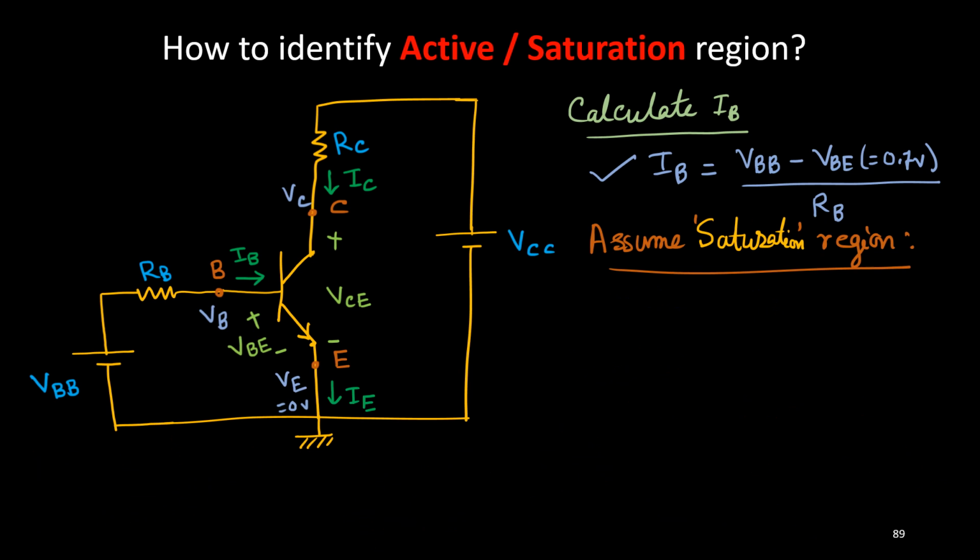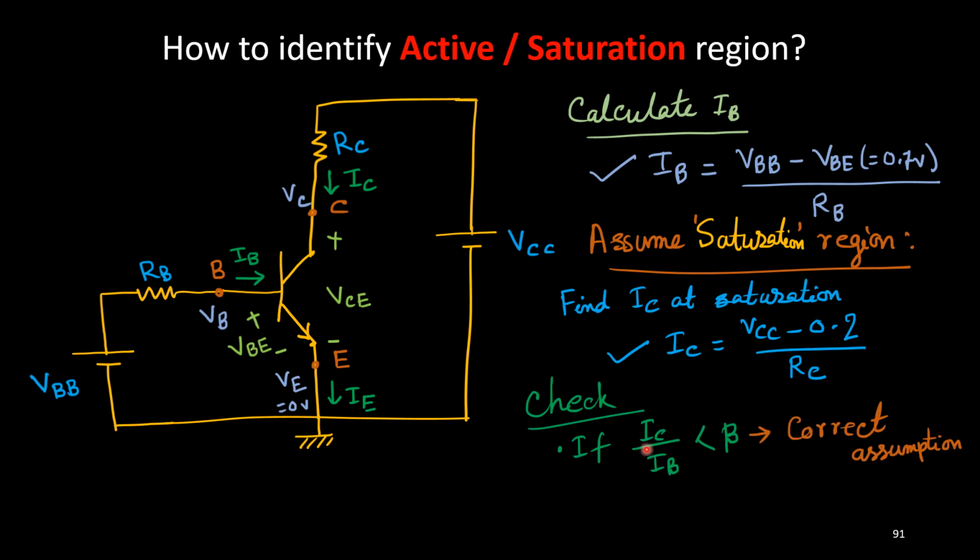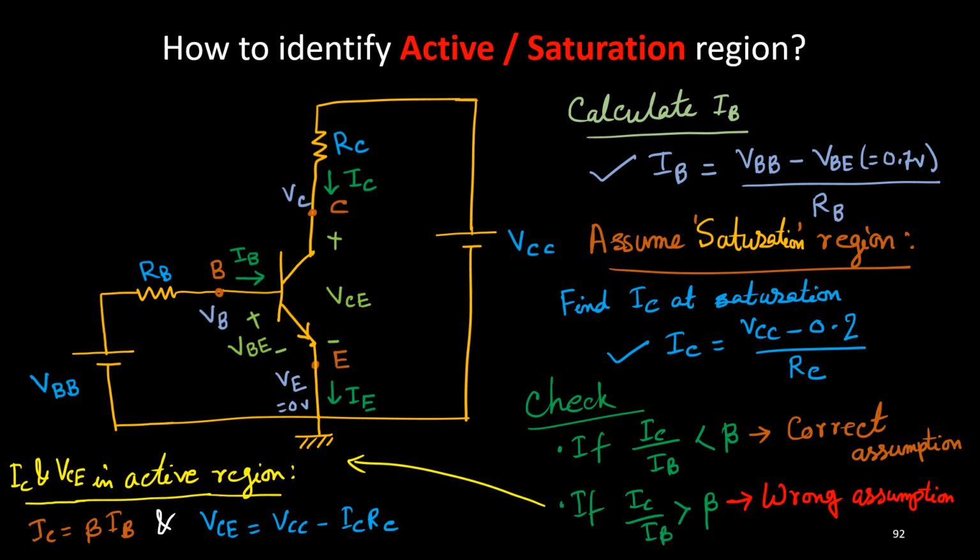Similarly, we can start with the assumption that it is in saturation region. In saturation region we can calculate the current IC as VCC minus 0.2 upon RC. Then we'll check IC upon IB. If IC upon IB is less than beta, that means it is a correct assumption, because I have said that IC is less than beta IB in saturation region. But if you find IC is more than beta IB, that means it is a wrong assumption.